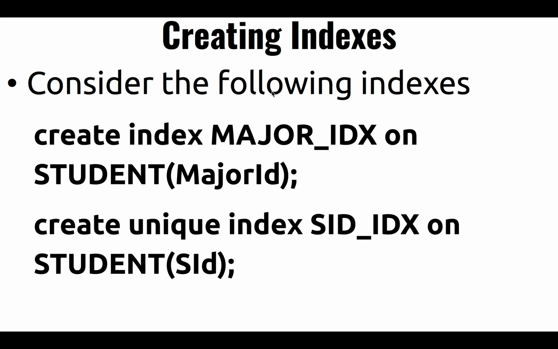One was going to be a non-unique index on major ID, which was an index on a foreign key, right? And that foreign key, we know definitely is not a unique field, right? It's going to have repetitions quite a bit, because you have multiple students in the same major. Whereas you can have a unique ID index that is guaranteed to be unique.